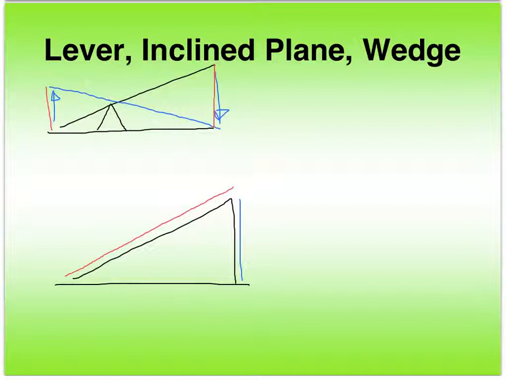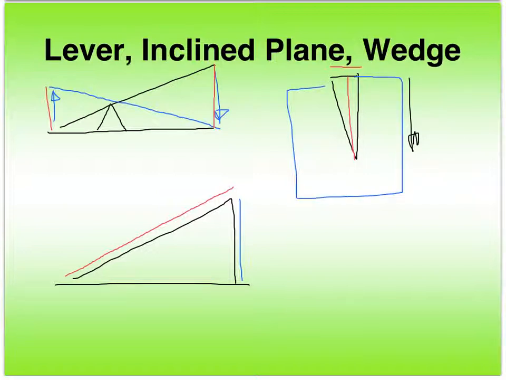The last one is the wedge, which is shaped like this. And the wedge moves towards the point. So what it does is, by pushing this distance down, you actually separate something that smaller distance across. So if this was a piece of wood that I was pushing the wedge into, I'm pushing the wedge in a longer distance than I'm separating the wood.